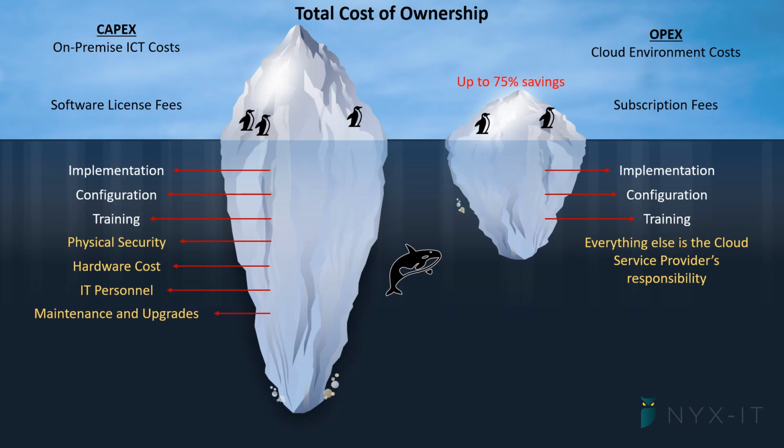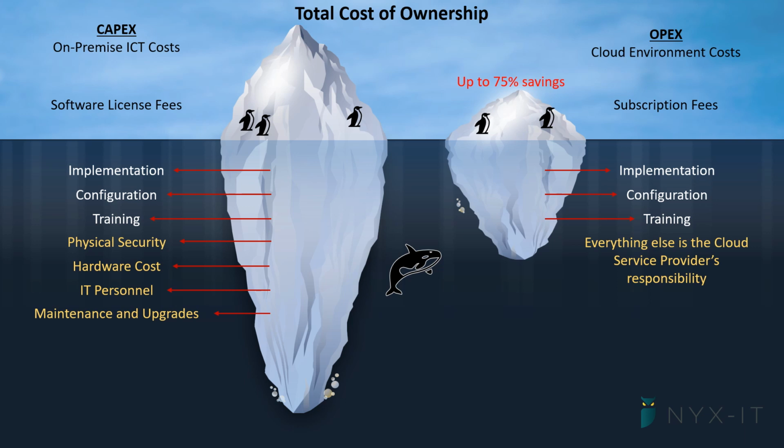In the first topic, we're going to talk about total cost of ownership, CapEx versus OpEx. CapEx being on-premise ICT costs, OpEx being cloud environment costs. To make this easier to understand, I've used an iceberg representation to give us a visual representation of the kind of costs that really go into CapEx versus OpEx.